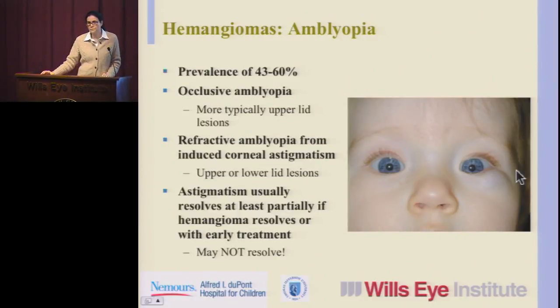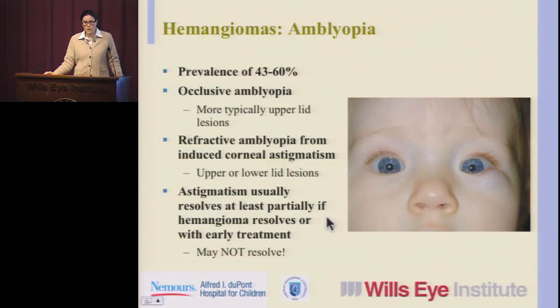Because of amblyopia. When you have this big hemangioma pushing on the eye, it can cause a significant amount of astigmatism and thus anisometropia between the two eyes. Prevalence ranges somewhere from about 43 to 60%. You can also have occlusive amblyopia just from a lesion that is so big that it's forcing the eye closed. That tends to be a little more typical with upper lid lesions.